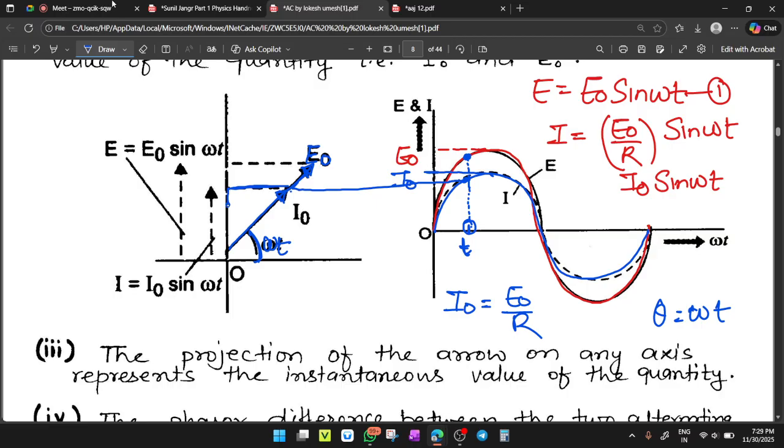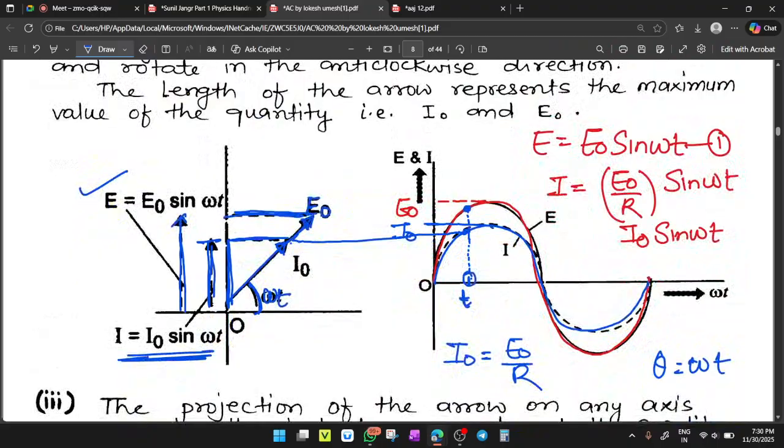So this current has the perpendicular component, this one, up to here. It is given by I naught sine omega t. At any instant of time t, it equals I naught sine omega t. Clear? Similarly, at time t, the voltage is given by V equals V naught sine omega t, or E naught sine omega t. So the vertical component of this phasor for an angle omega t becomes E naught sine omega t. Clear? So this gives you the amount of EMF.